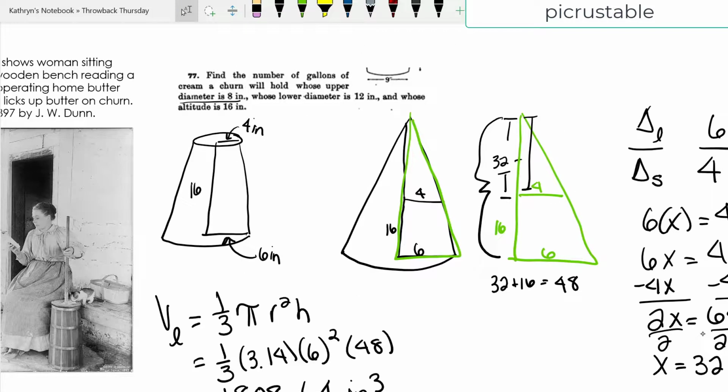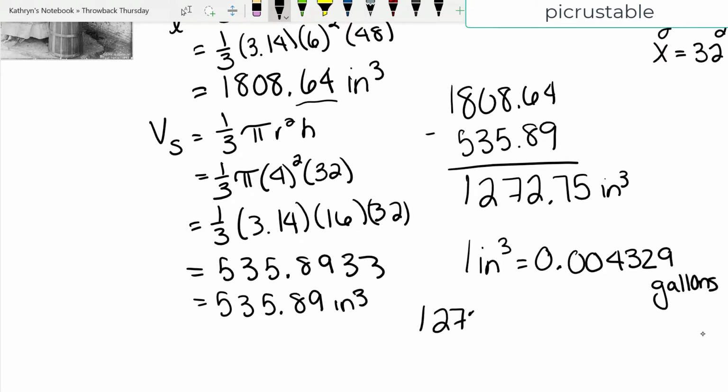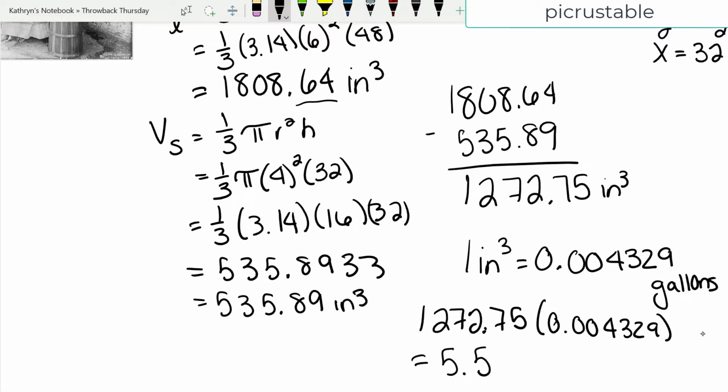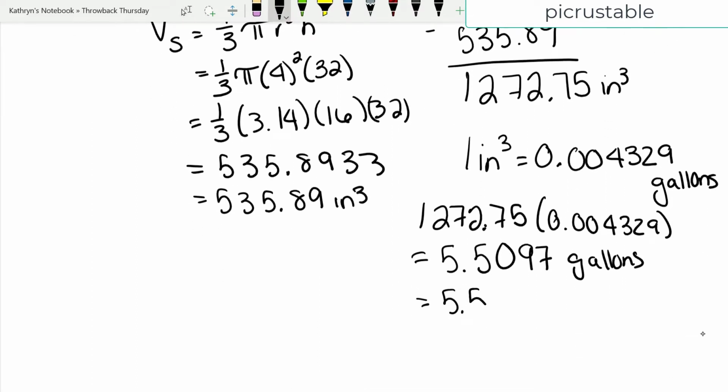It asks the number of gallons. Oh my goodness. So now we have to go back down here, and I had to look it up, and it turns out that 1 inch cubed equals 0.004329 gallons. That means we're going to take 1,272.75 times 0.004329. And what do we get? 5.5097 gallons. Let's just round that to 5.5 gallons.